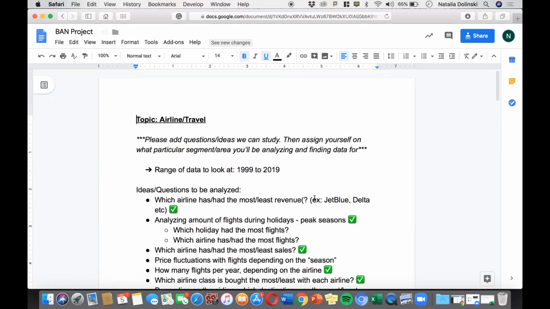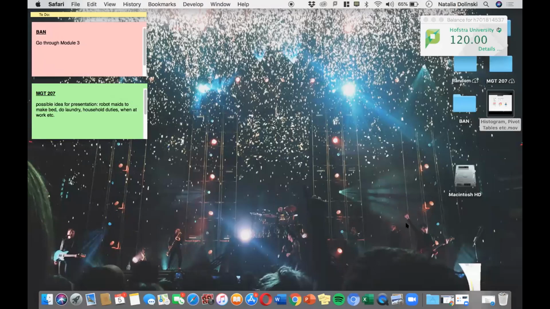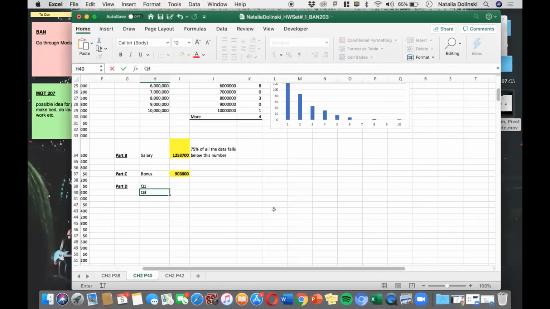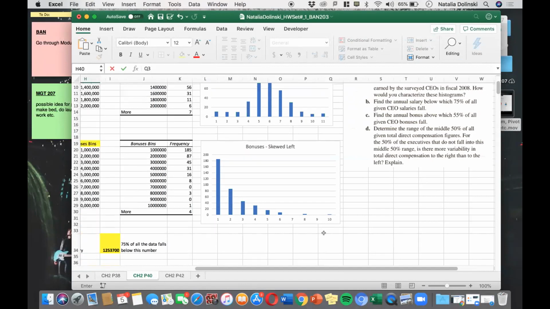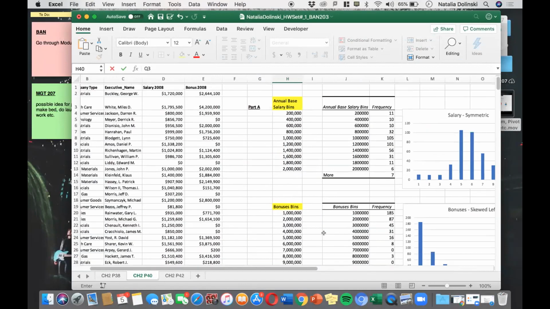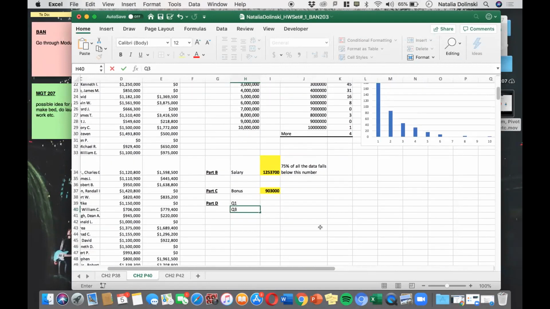Okay. So I'm going to minimize that. I'm going to go back to that last question that we left off at, because I understood what you were saying, but I'm still confused by the question a little bit, because it says for all of the given total direct compensation figures. So does it want you to do the salary and the bonus separately and then add them or something? For all of the direct compensation, here's the problem with that.